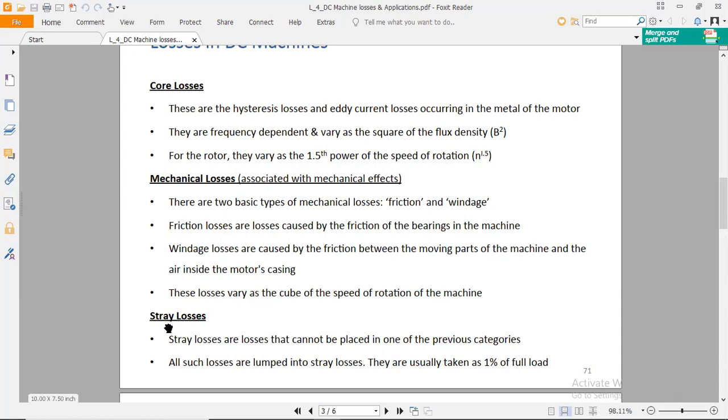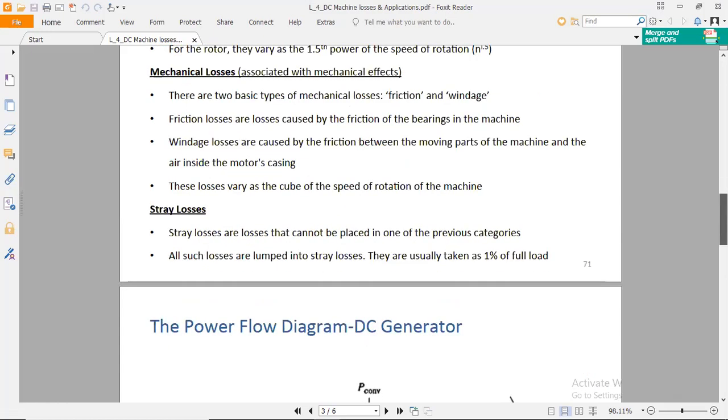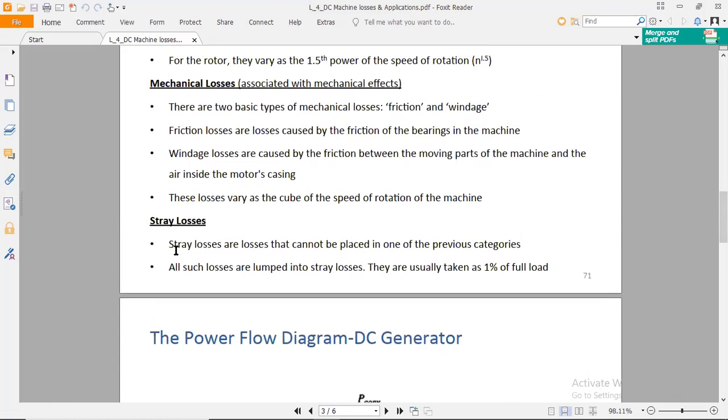Now we come to the next aspect, that is stray losses. Stray losses are also a very important aspect. Stray losses are losses that cannot be placed in any of the previous categories. All such losses are lumped into stray losses. They are usually taken as 1% of full load.